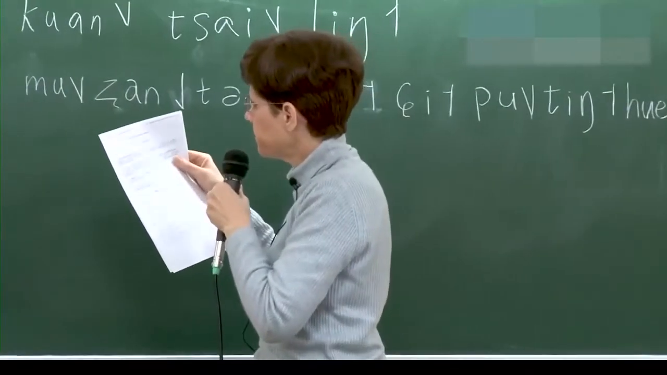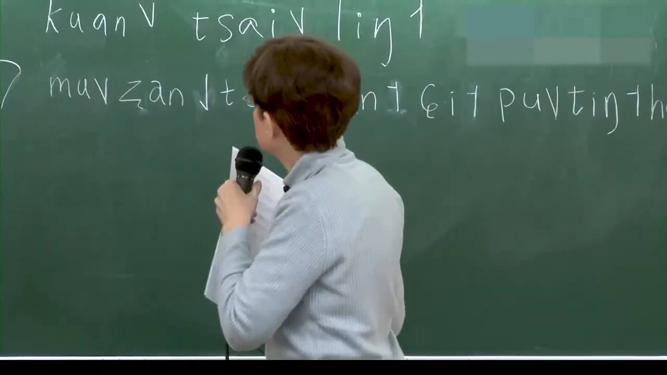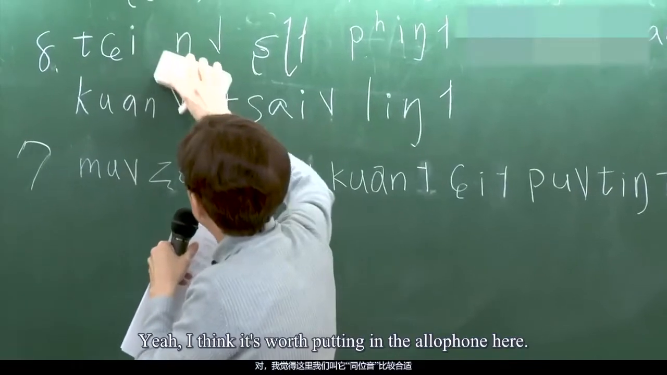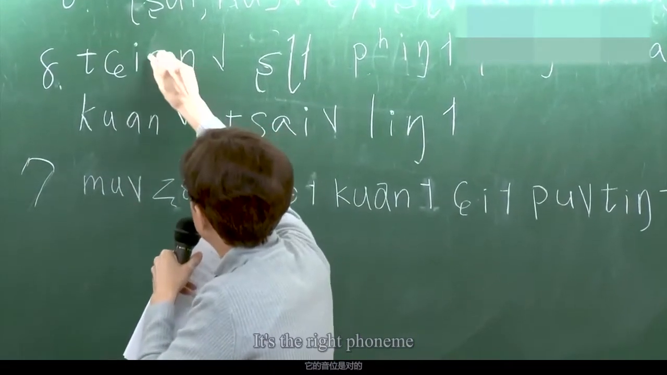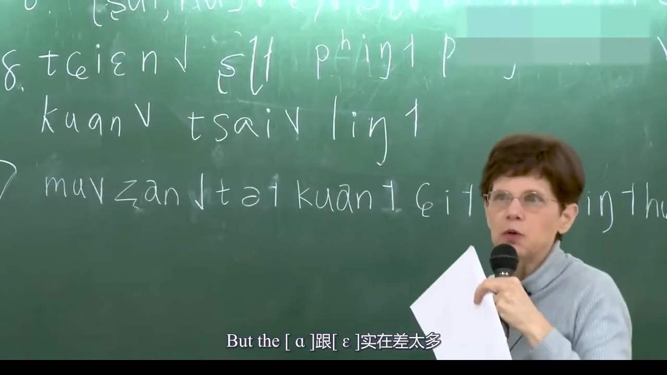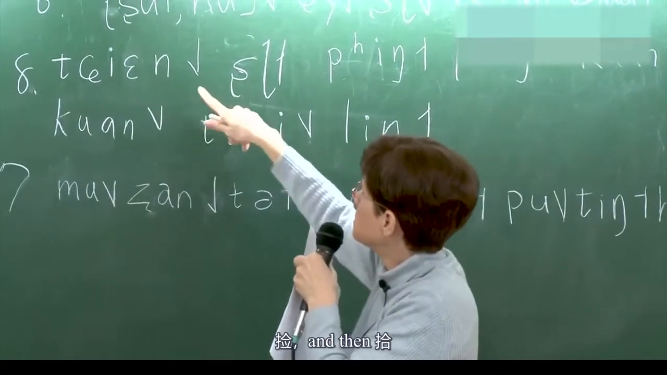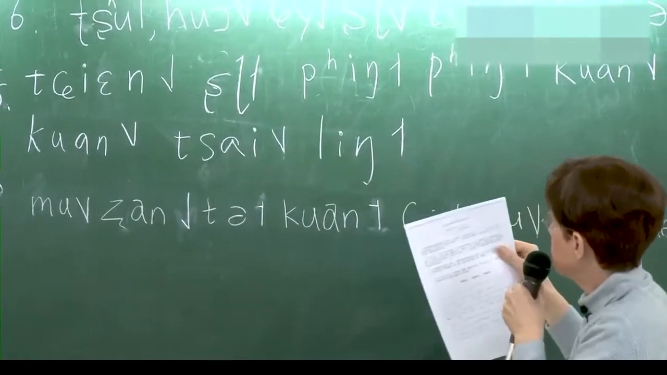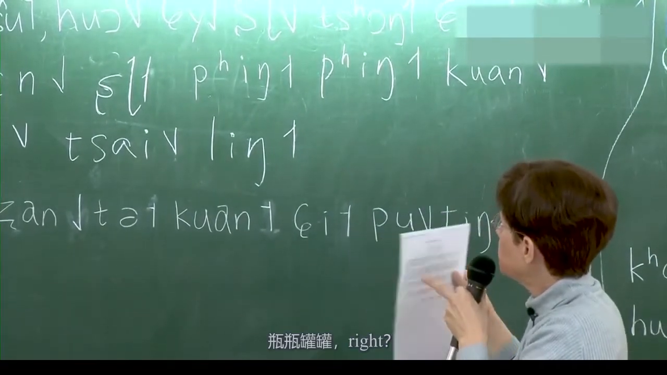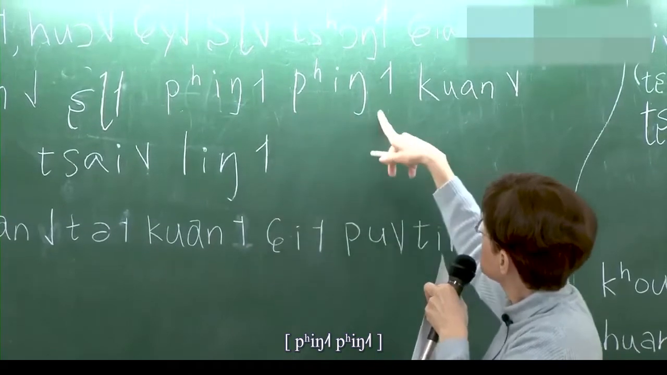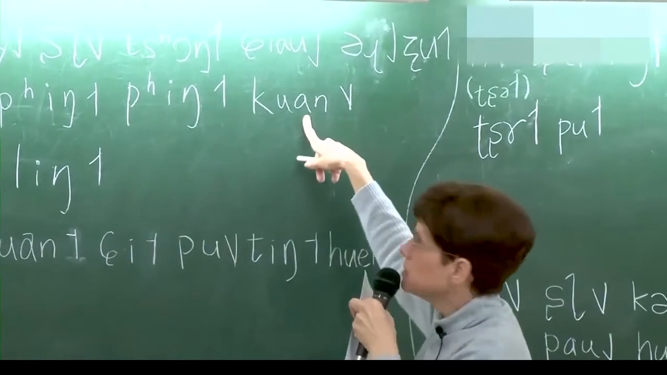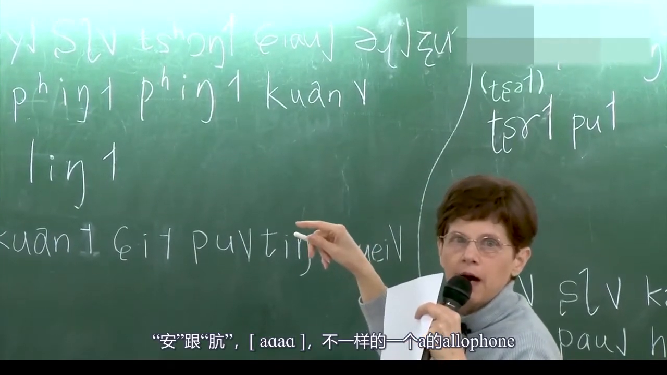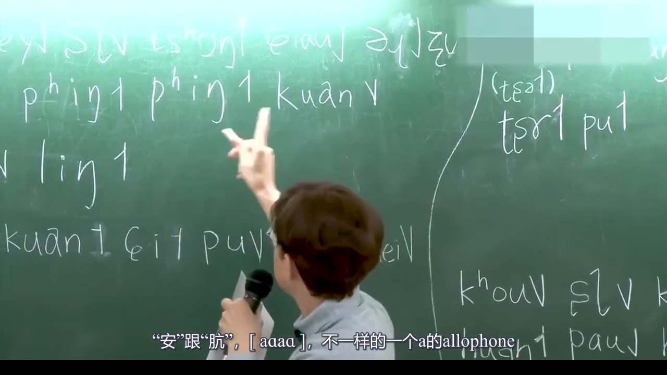And then after that, 剪. What's the problem here? Got the right phoneme, but yeah, I think it's worth putting in the allophone here. It's the right phoneme. But the A 跟 S 在差太多, which is why I made this compromise. 剪. And then 十. Okay, try not to go through the line. 十. That's good enough. And then 瓶瓶罐罐, right? 瓶罐. Remember 安全的安要放帽子，安跟 on a 不一样的一个 a 的 phoneme, the allophone.